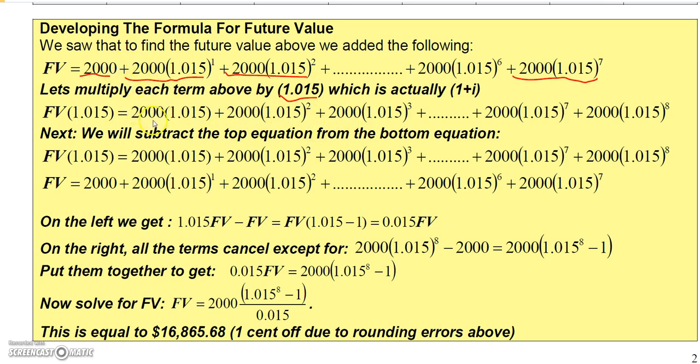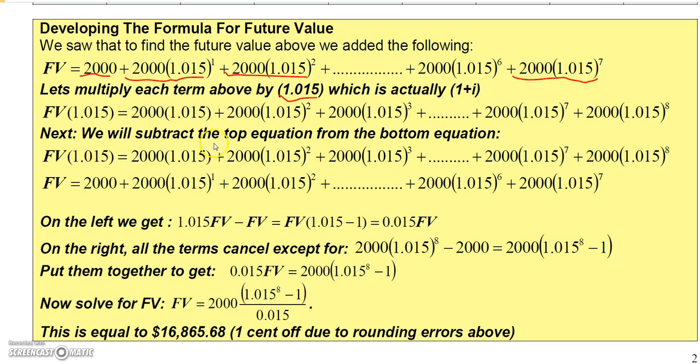So 2,000 times 1.015 is just 2,000 times 1.015. 2,000 times 1.015 times 1.015 would be 2,000 times 1.015 to the 2nd power. 2,000 times 1.015 squared would be 2,000 times 1.015 to the 3rd power, and so forth. And so this 2,000 times 1.015 to the 7th would be 2,000 times 1.015 to the 8th. Okay, don't worry, it's going to simplify here. Now, let's take the top equation.